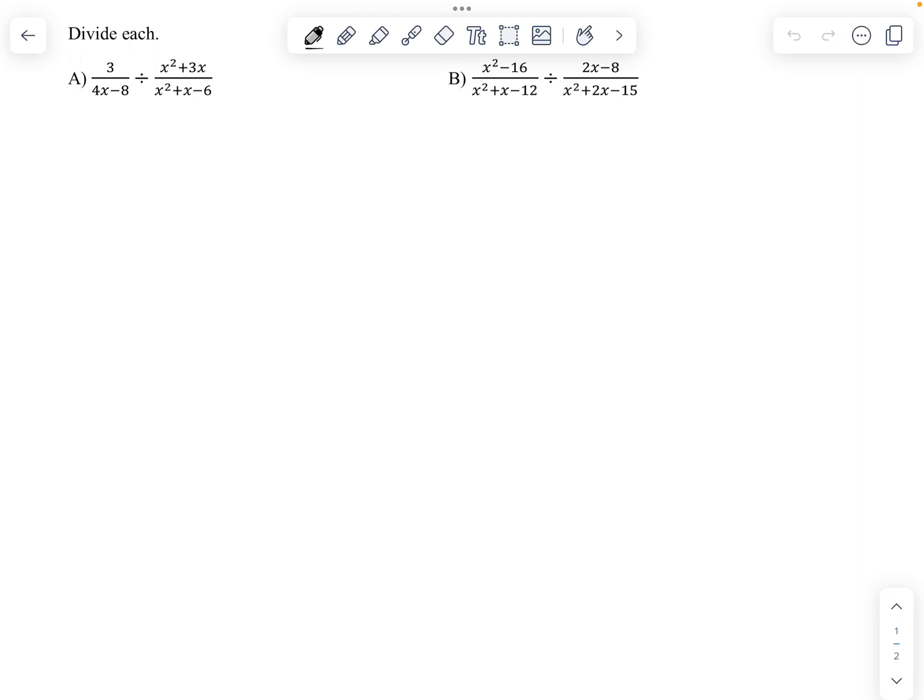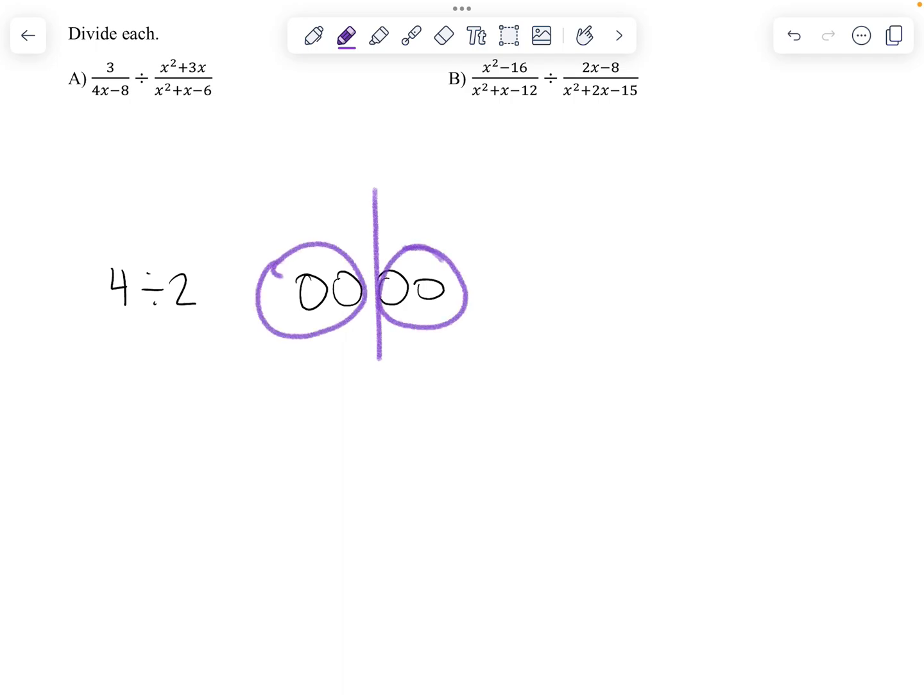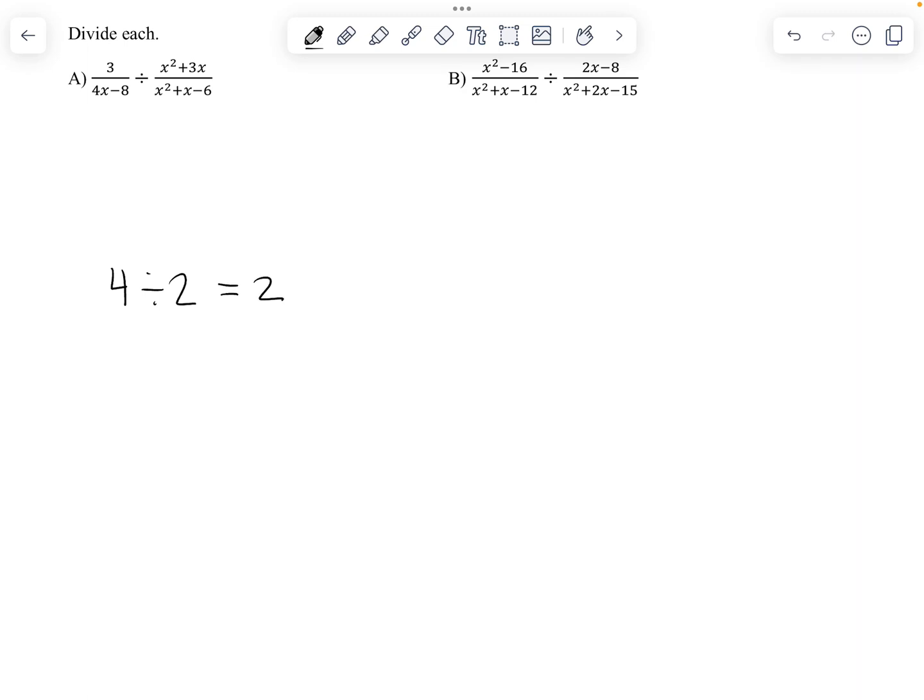We're dividing things. So if we divide 4 by 2, take something, 4 objects, 1, 2, 3, 4, split it into a group of 2. How many things are in each group? 2, right? So that's the visual for that kind of stuff. So 4 divided by 2 is going to give me 2.